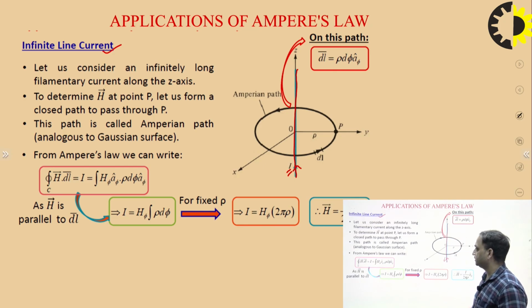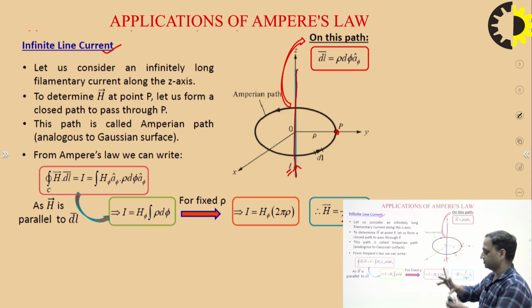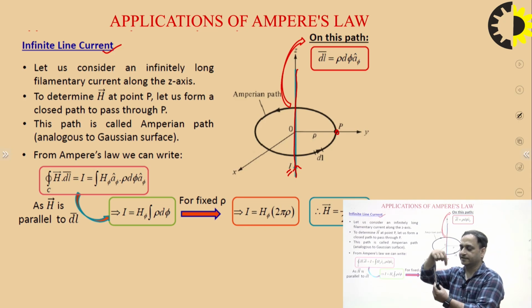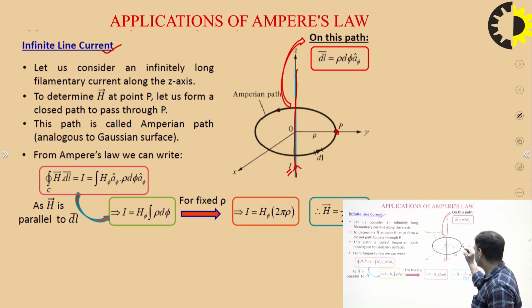So current is flowing into this, and we want to find the value of H at the point P. For this case, we will enclose this current carrying conductor. That is why we are taking this path. This path is nothing but the Ampere's path, which encloses this current carrying conductor. So we want to find the value of H.